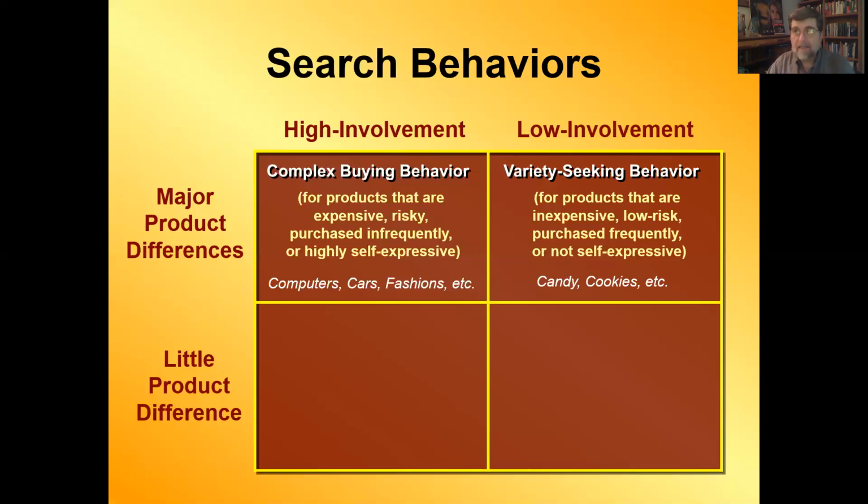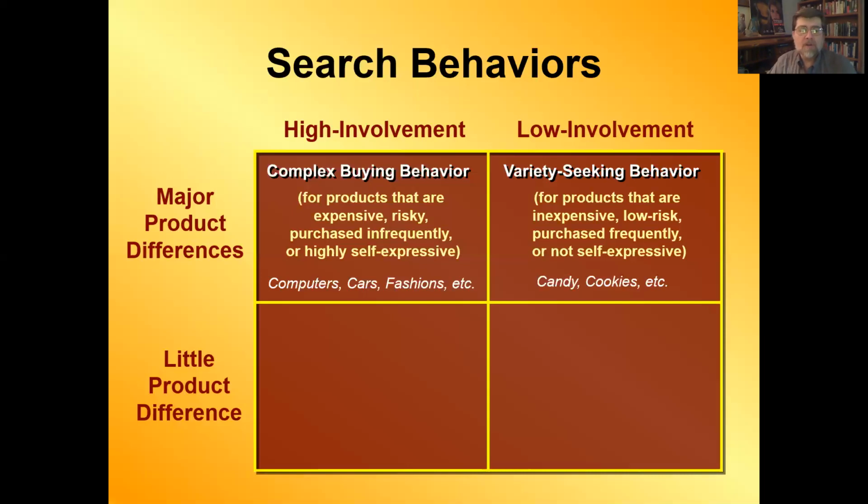Let's say there's a new candy bar in the vending machine and I decide to take a chance on it. It's not particularly risky. It's, what, $2 or something in that range. If I make a mistake, well, I've only lost $2. I've not really risked very much. And so we have a lot of variety-seeking behavior in things that we purchase frequently and are not particularly high risk or particularly expensive. These two, complex buying behavior and variety-seeking behavior, are mentioned in the textbook, and they're probably the most important.